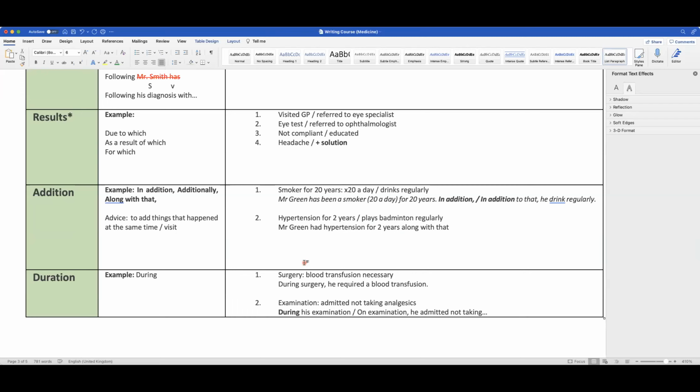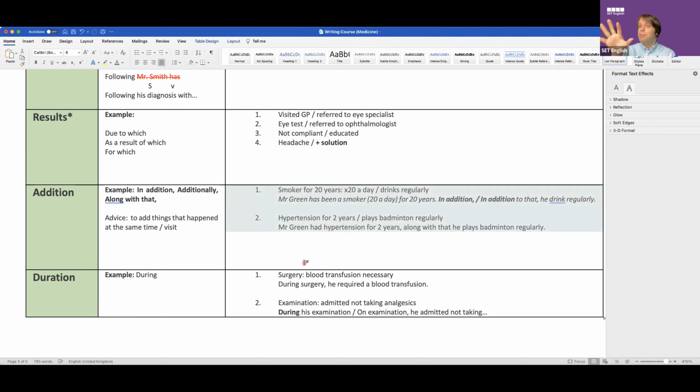Actually, you don't need a comma here. Oh, yes, you do, sorry. Along with that, guys, can you help her? Along with that, plays badminton regularly. But I didn't understand. There is no meaning because... Do we want to put them in the same sentence? Seems a bit strange to put them in the same sentence.